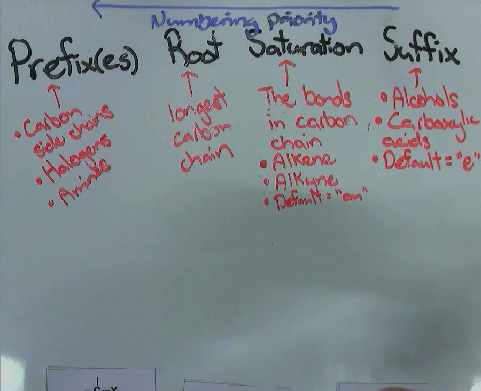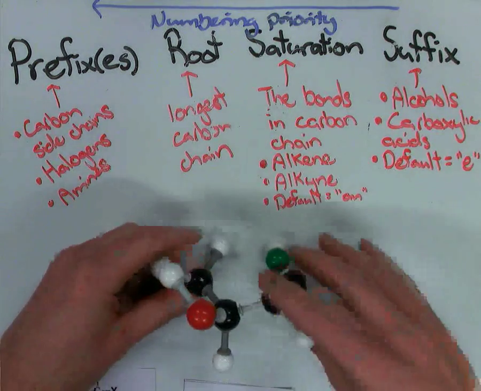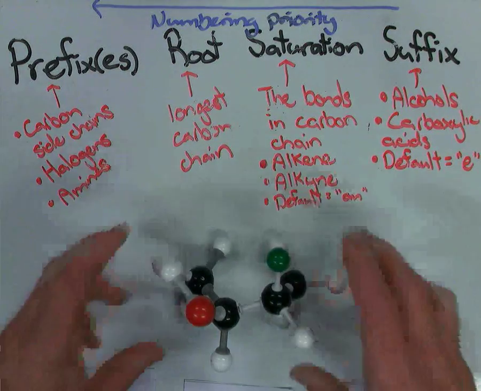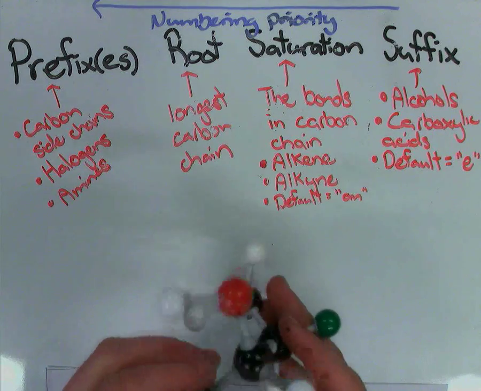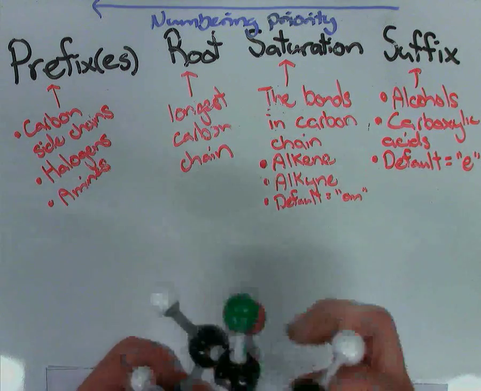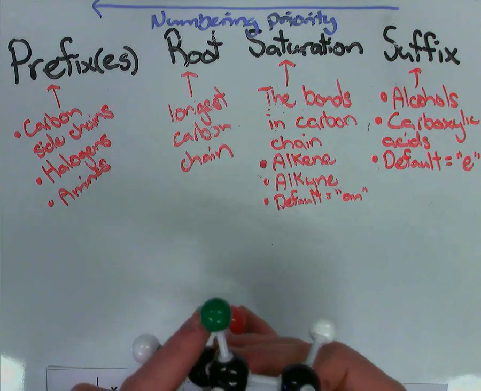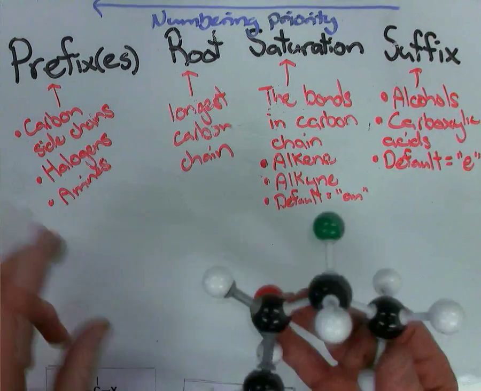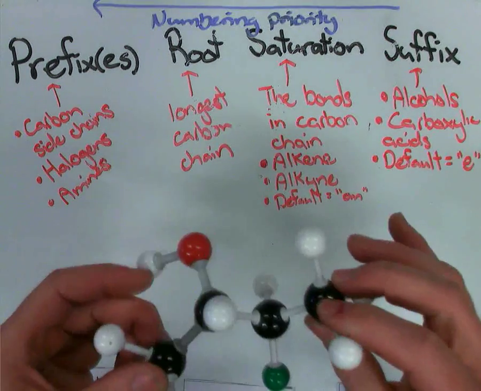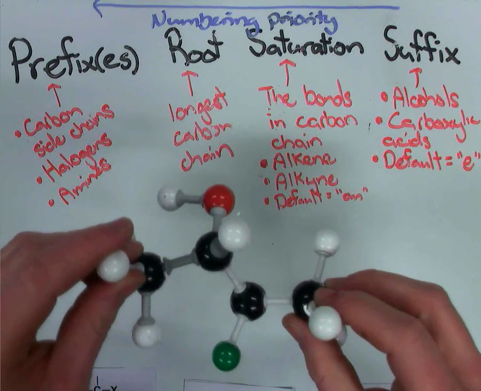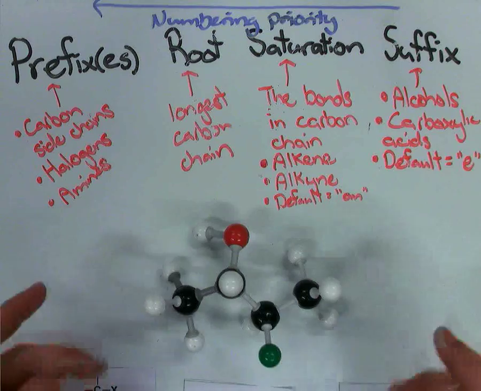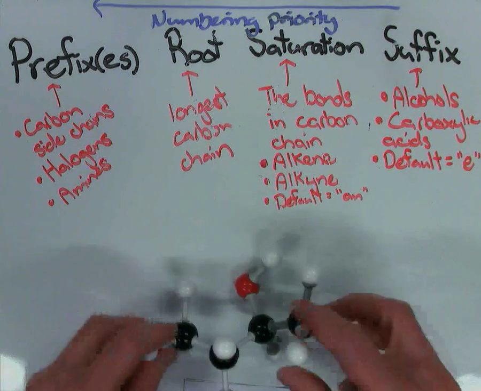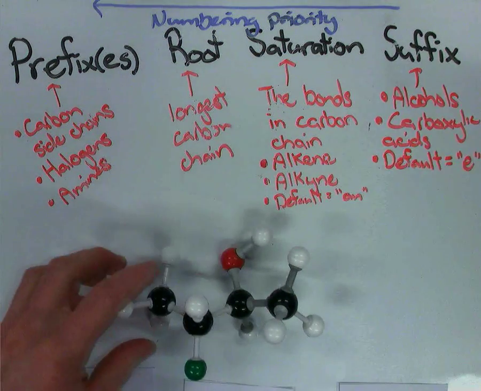Now let's put in a few more functional groups and see how much it changes things. I now see that I have an O to an H. That is going to be an alcohol functional group. It is going to be a suffix. I see a green atom signifying chlorine. That's a halogen, and it's going to be a prefix. And obviously there's going to be a root of the name of bute and a saturation of ane just because it's all single bonds. When I draw it on paper, I could draw it that way, or really however I like.